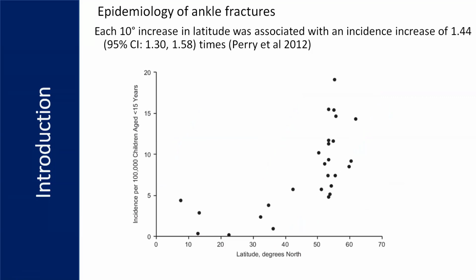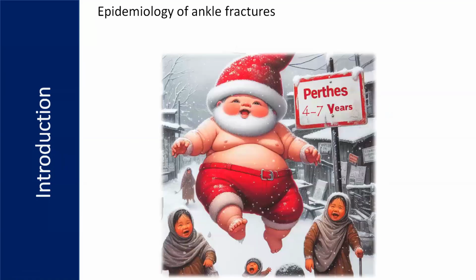And this is a graph showing it. So this is a picture that I drew through AI to remember the epidemiology. First, it occurs in children 4 to 7 years of age. The child here is obese, so it occurs more in obese children, more in Asians. If you look in the background, it seems cold. So when we move away from the equator, the incidence increases.